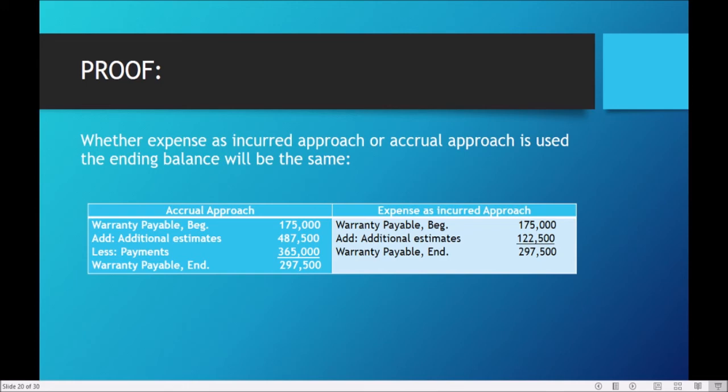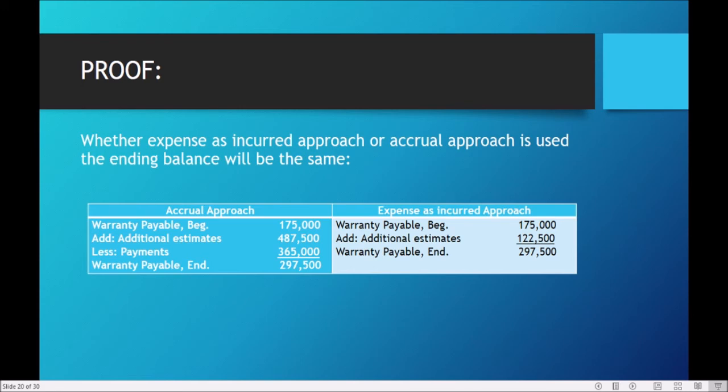But if you're going to ask me, which method are you going to use? I will prefer the accrual approach. Why? Because the liability account can provide me information how much was the additional estimates and how much from the warranty payable is already paid. Unlike the expenses incurred, hindi ko po makikita kung magkano na po ang nabayaran. Makikita ko lang po kung yung liability account ang pagtutuunan ko ng basis for analysis, no? I will prefer the accrual approach pa rin.